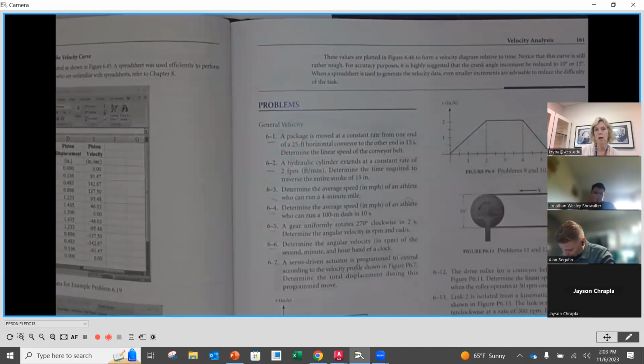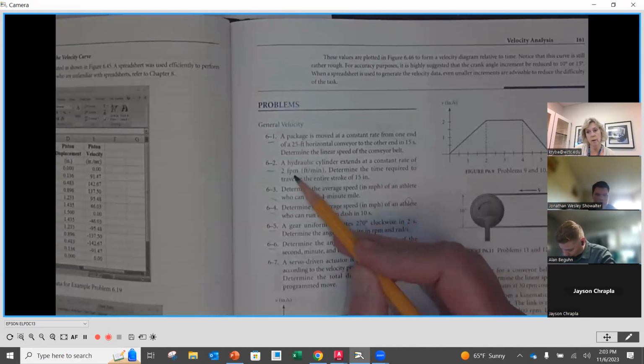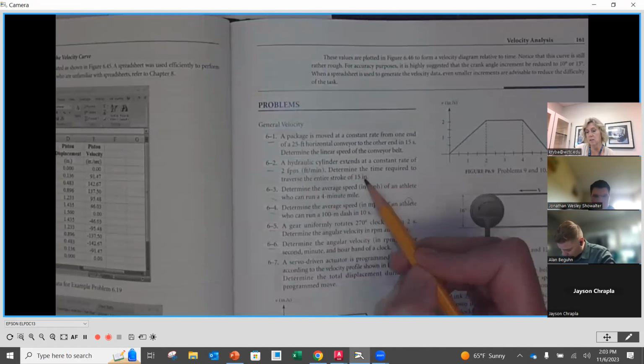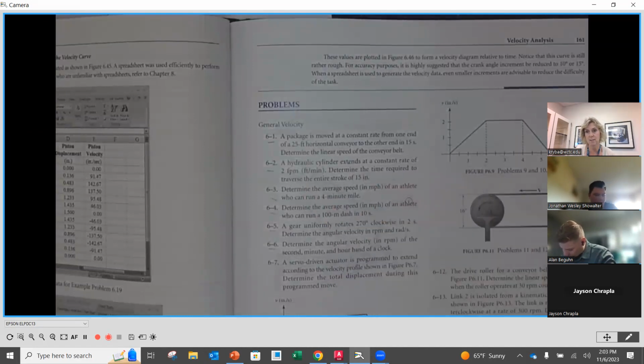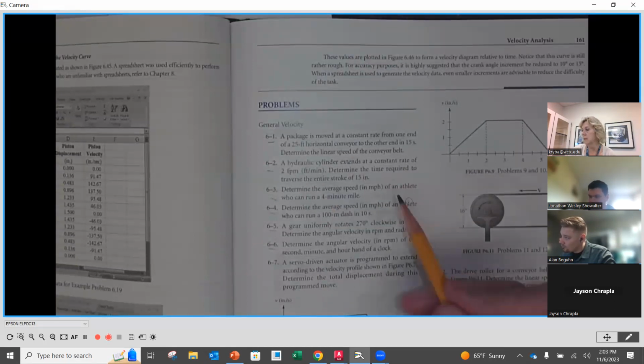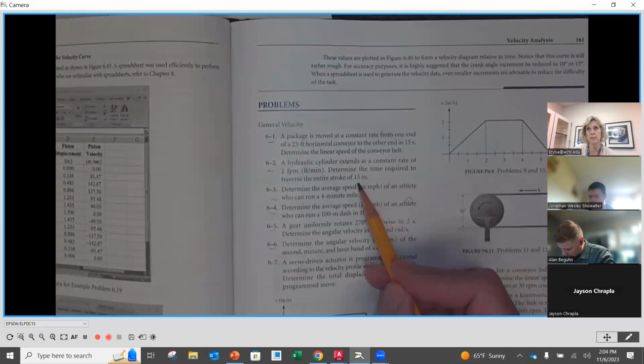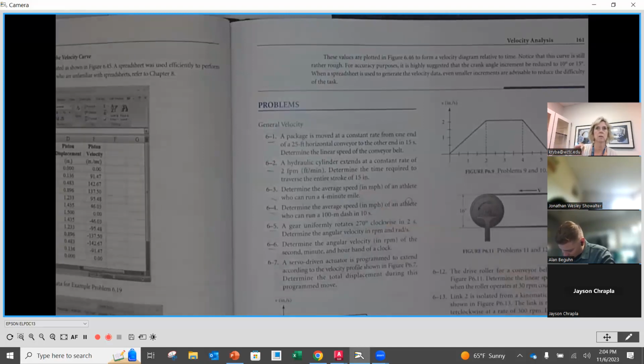So you would want to know, probably not in minutes, probably in seconds, how long it would take if you're going 2 feet per minute, how long would it take to go 15 inches in seconds? The cylinder has an entire stroke of 15, so it would be just in one direction. So just like from 0 to 15, that would be the total stroke. So how long does it take something that's going at 2 feet per minute to go 15 inches?